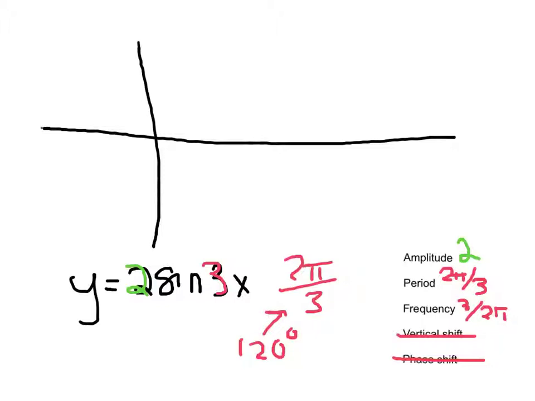So I'm going to start this graph off with a small sketch of the normal sine function. The normal sine function, at 90 degrees, it's 1. At 180 degrees, it's 0. At 270 degrees, it's -1. And at 360 degrees, it's back to 0. So there's your normal sine function.